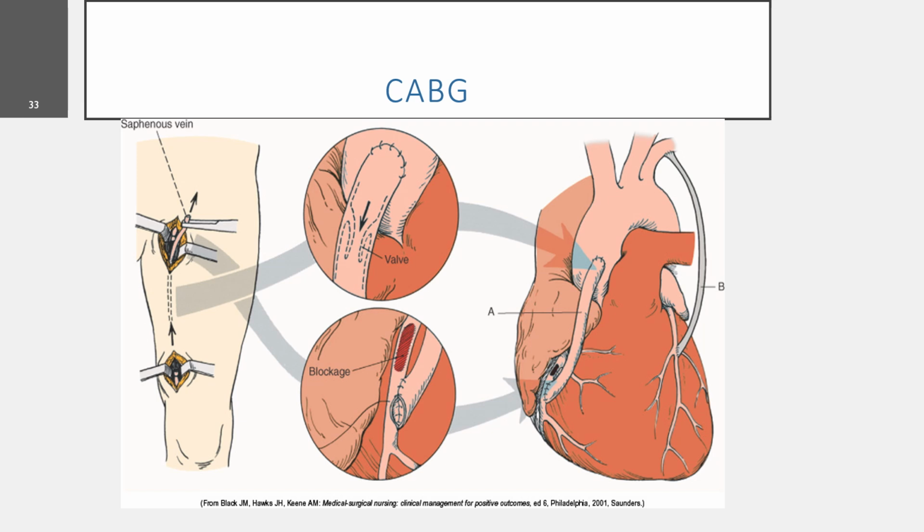In a traditional CABG, a sternotomy, or an opening in the chest through the breastbone, provides access to the heart. There's an off-pump CABG, which is performed without a heart-lung bypass machine. And minimally invasive CABG involves smaller incisions and specialized instruments to avoid full sternotomy. A CABG helps to relieve symptoms of coronary artery disease such as angina, improves blood flow to the heart muscle, reduces the risk of heart attack, and enhances overall quality of life for patients with coronary artery disease.